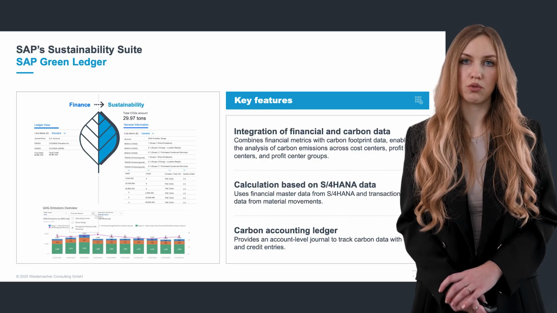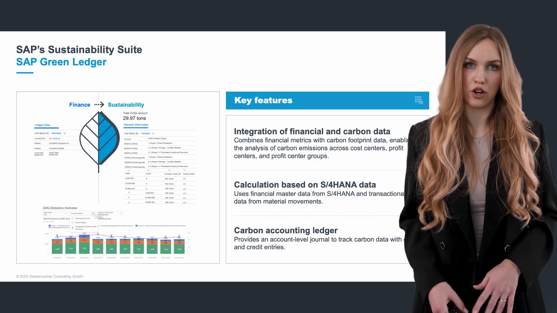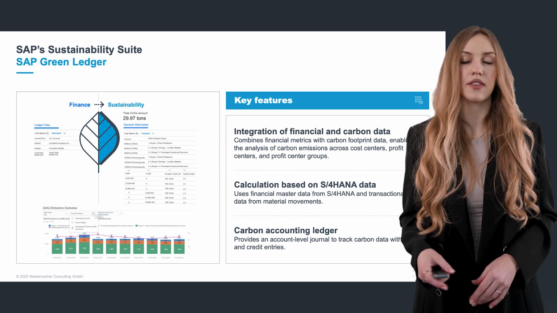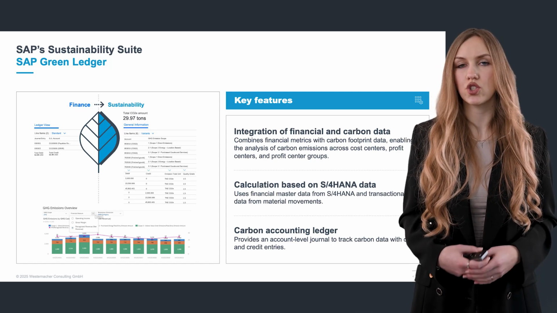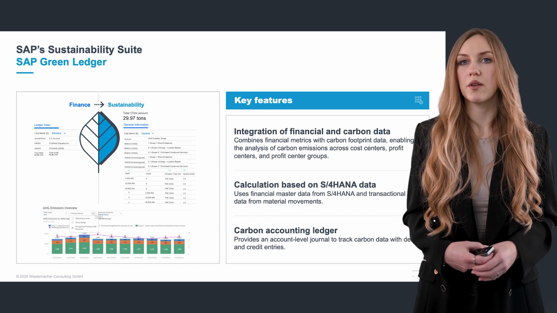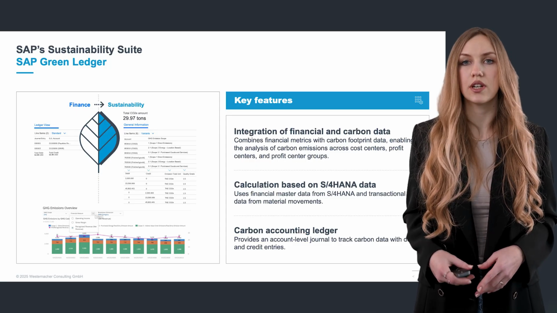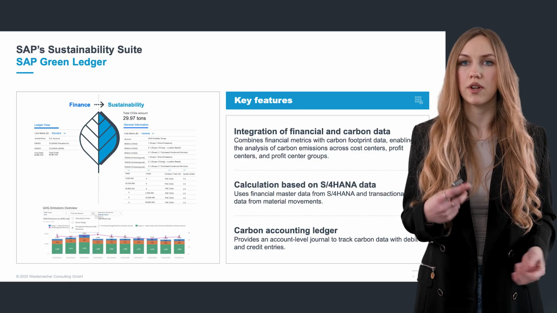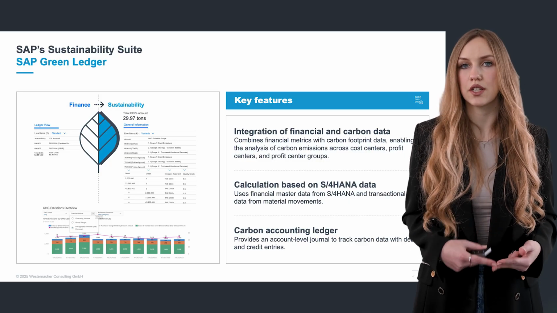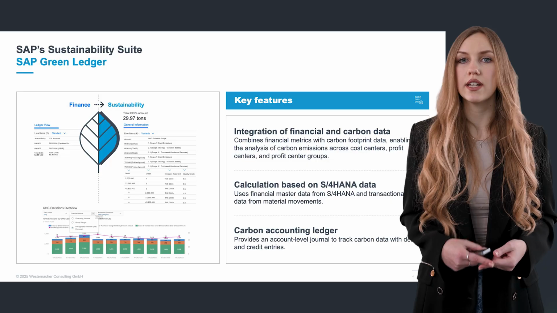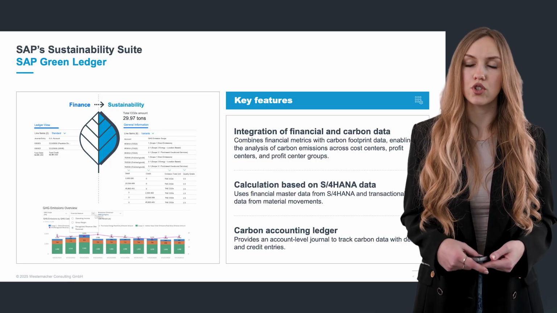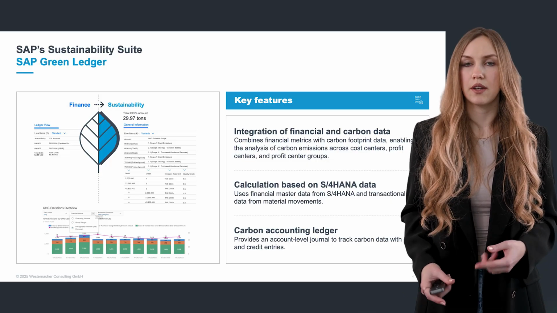Yeah, now we have our latest product in the SAP Sustainability Suite, the SAP Green Ledger. This is our tool to really integrate financial and carbon data. So I think this is a really benefit for each corporation, because we can now see carbon data on the level of financial data and really can compare it. For example, we have cost centers, profit center groups. And with SAP Green Ledger, we can see our carbon emissions on this level. And then we compare it.